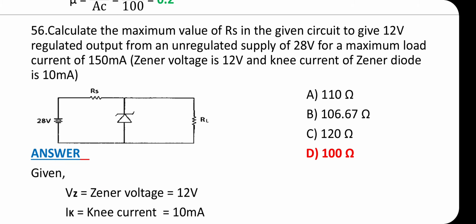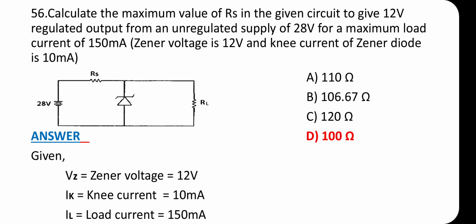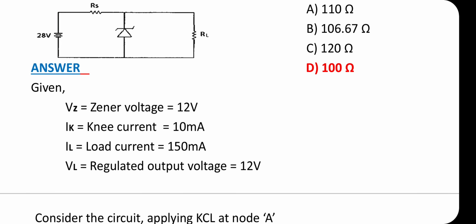Question number 56. Calculate the maximum value of RS in the given circuit to give 12 volt regulated output from an unregulated supply of 28 volt for a maximum load current of 150 milliampere. Zener voltage is 12 volt and knee current of Zener diode is 10 milliampere. The answer is option D, 100 ohm.